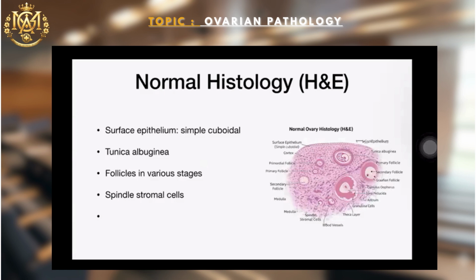You can see the surface epithelium there, the lining epithelium, the cuboidal epithelium on the top. Then there's tunica albuginea. Then there are follicles in varying stages. So you have a primordial follicle, which develops into primary follicle. You have a secondary follicle, and so on. And then it ends into a corpus luteum.